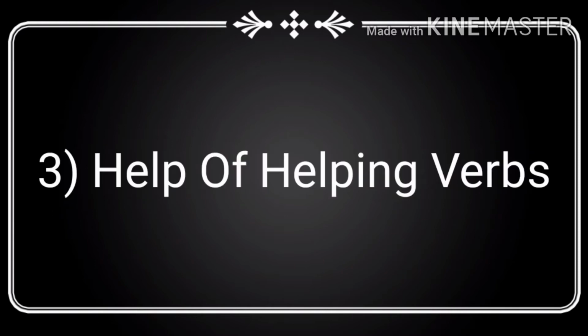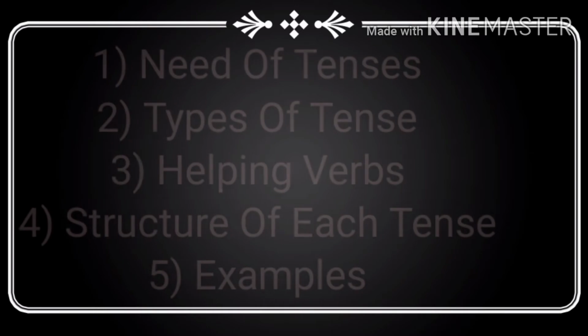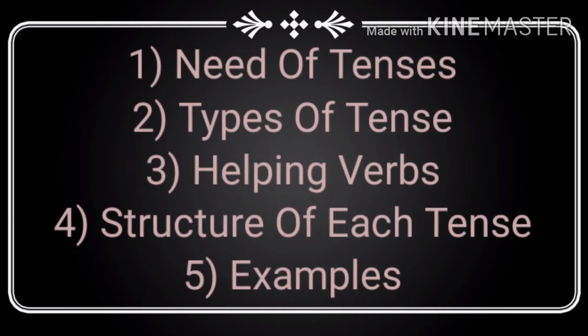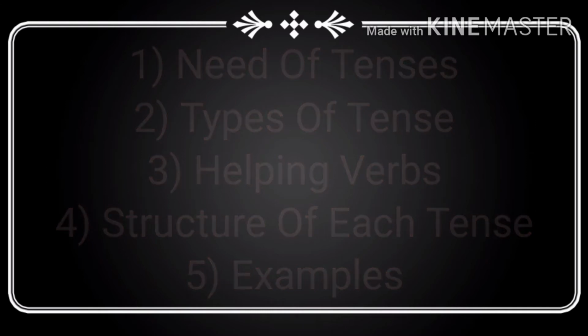The third is helping verbs. What are helping verbs, why do we need them, and how are they going to help us create the structure of a sentence? Then finally, the structure of each tense, which you have to understand with examples. Without examples we are not going to understand, and I know you are also not going to be able to understand it. So here are the five ideas you have to fix in your mind: the need of tense, types, helping verbs, and structure with examples.